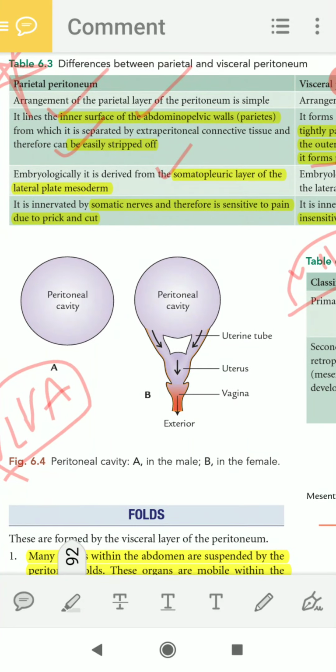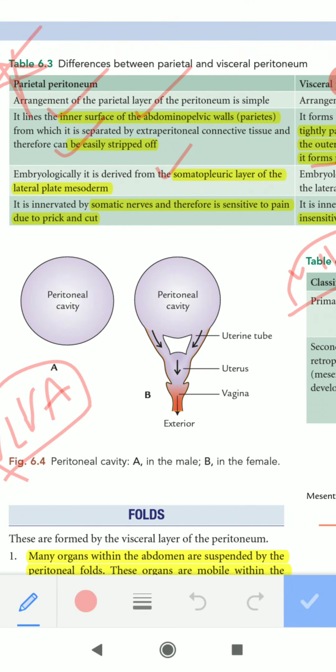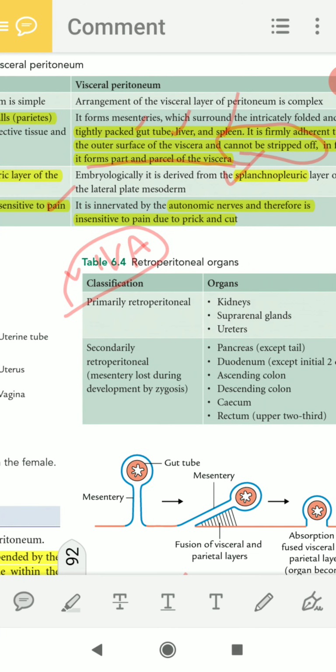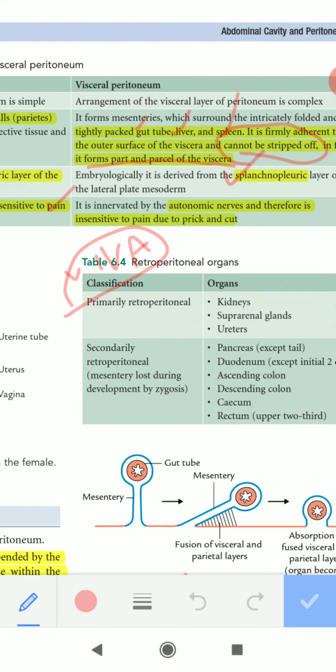And nerve supply of the parietal peritoneum is somatic nerves, and so it is sensitive to pain, touch, prick sensation. But visceral peritoneum, as it is a part of the viscera, we know all the viscera has autonomic nerve supply. So the visceral peritoneum is also supplied by the autonomic nerves, and therefore it is insensitive to pain, prick, or any sensations. Okay, so we have to know the differences.